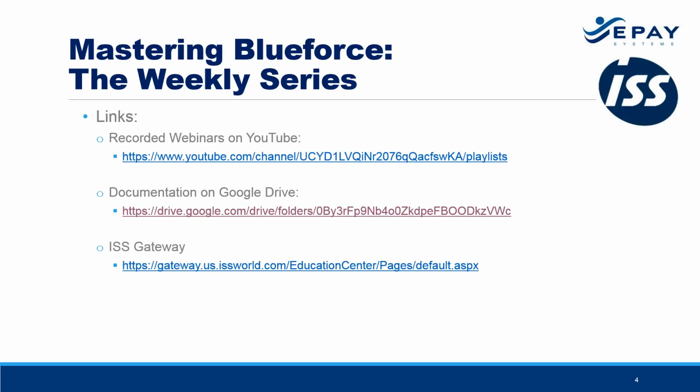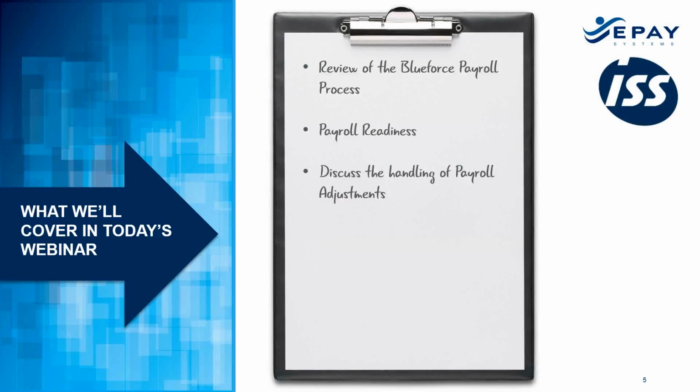Now, for our Manual Timesheets webinar today, we'll be focusing on three key areas. Our three key areas will be first reviewing the payroll process. Just go through a quick review so everyone understands how payroll flows from Blueforce over into JD Edwards. We'll go through a little quick section on payroll readiness. And then after that, we're going to discuss how you would handle payroll adjustments or anything like a back pay situation or missed pay situation. We'll go ahead and address those as well. So we have quite a few on our call, so let's get rolling.